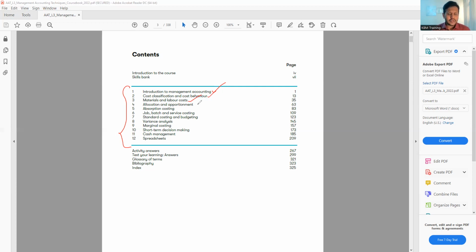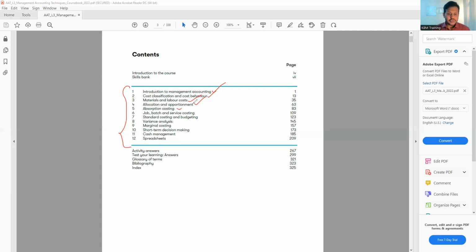Chapter 4 is allocation and apportionment. Here we're going to see how to allocate and apportion the cost. Normally, any organization has two types of centers: a production center and a service center. The production center makes the product, and the service center provides the services. How we transfer the cost relevant to the service cost center to the production cost center, and how we allocate it, we're going to see in this chapter.